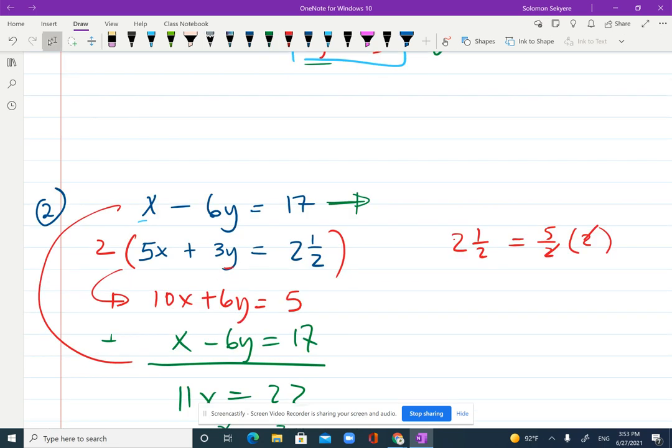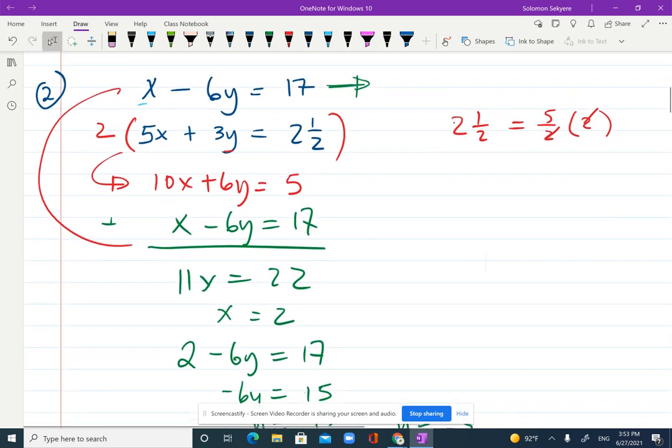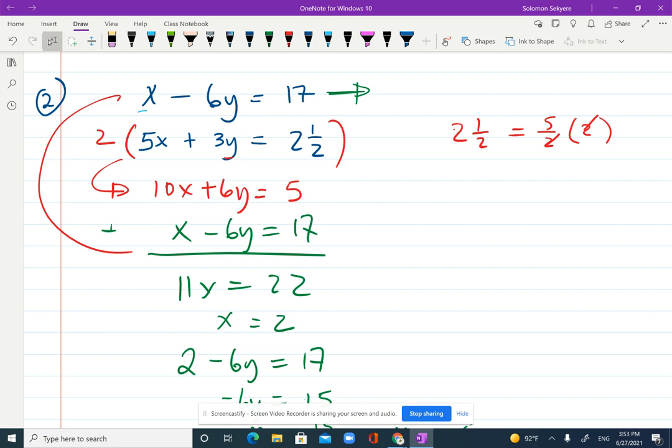Let's go over here, okay? So what do we see over here? We don't have any of the coefficients with the same absolute value. So here we have x, we have just 1, here we have 5, and then here we have negative 6, and we have positive 3. But at least the sign is negative here and positive here, so we can focus on the y to eliminate it.